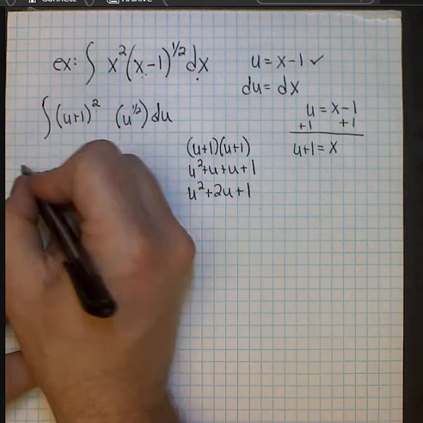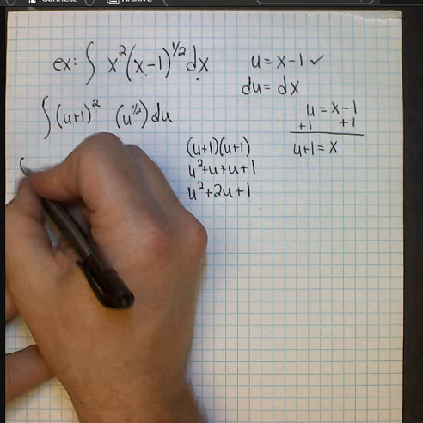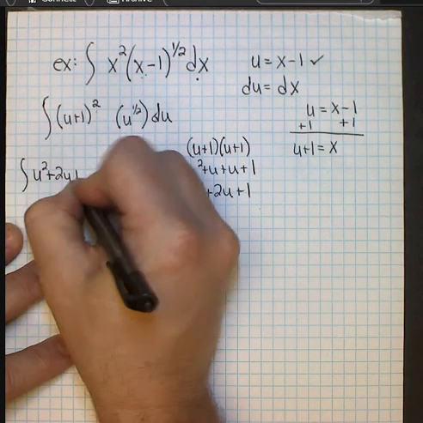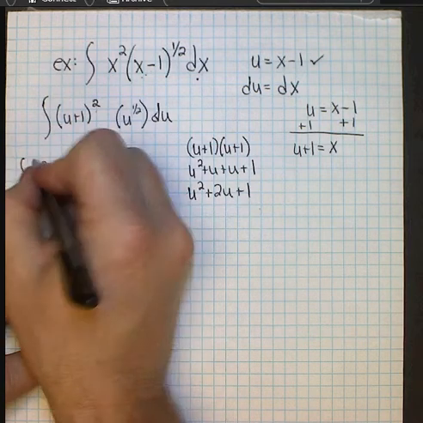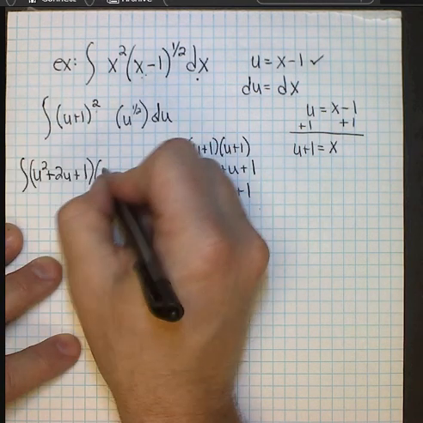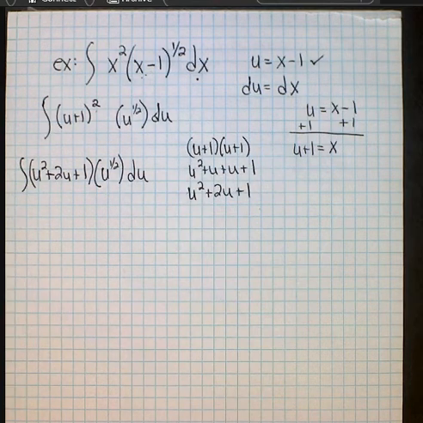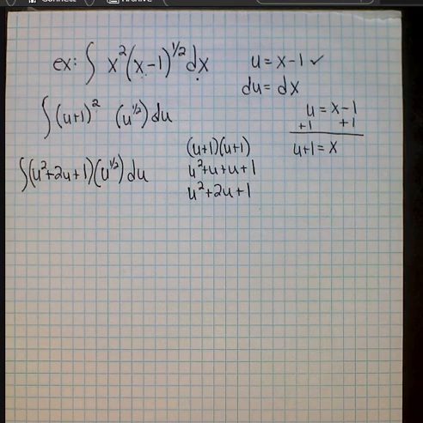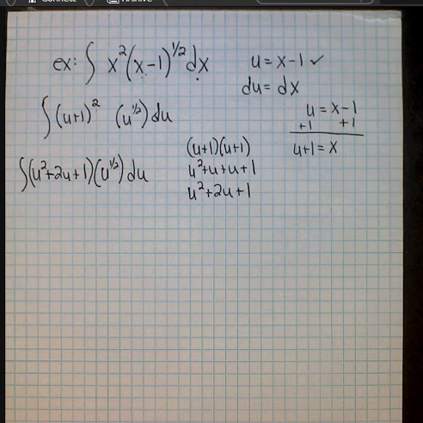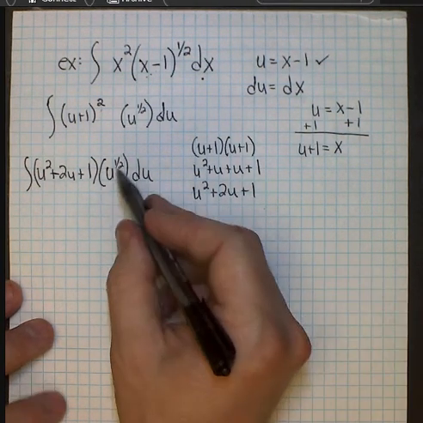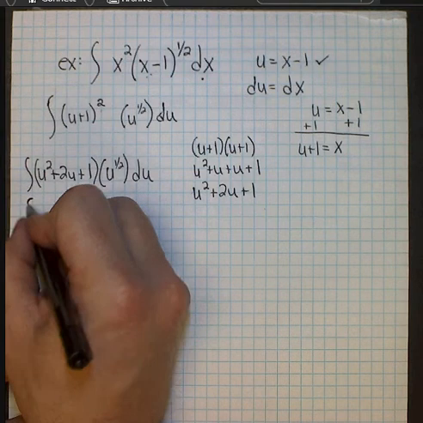Alright, so I'm going to rewrite my integral now as u squared plus 2u plus 1, and then that's being multiplied by u to the 1/2 and du. Well, now can I multiply that or distribute that u to the 1/2 through? And the answer is yes. The reason why I did all that was so that I could. So when we do that, just remember as you're multiplying these things through, you're going to be adding exponents.